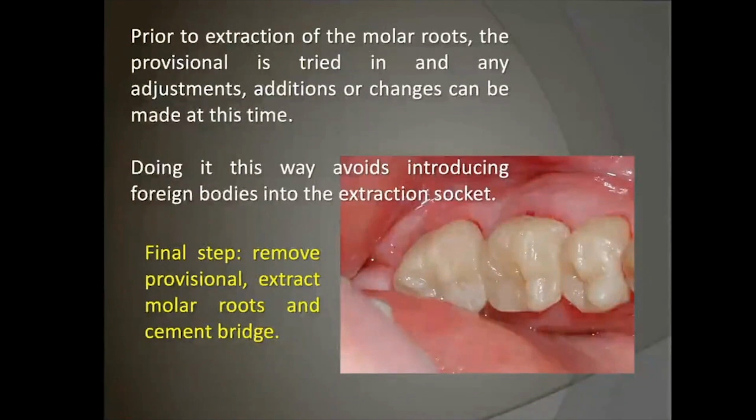Prior to extraction of the molar roots, the provisional is tried in, and any adjustments, additions, or changes can be made at this time. Doing it this way avoids introducing foreign bodies into the extraction socket. And your final step would be to remove the provisional, extract the molar roots, and cement your temporary bridge, your provisional bridge.